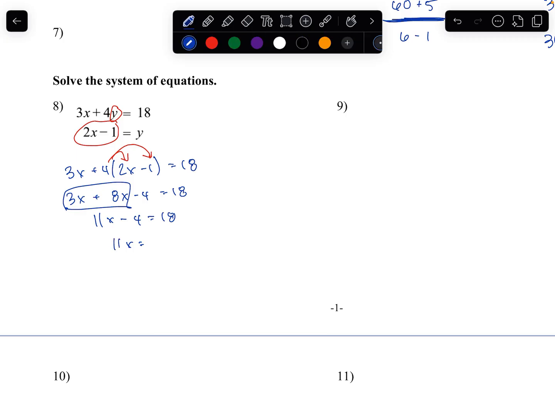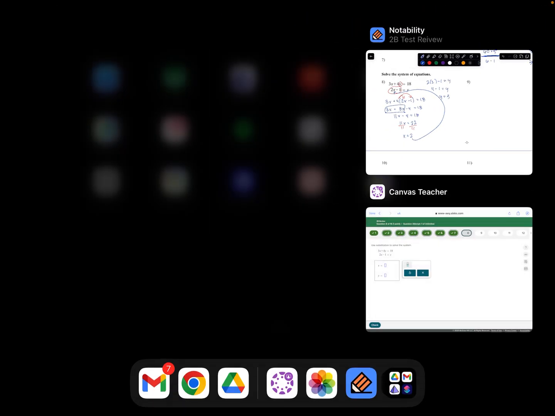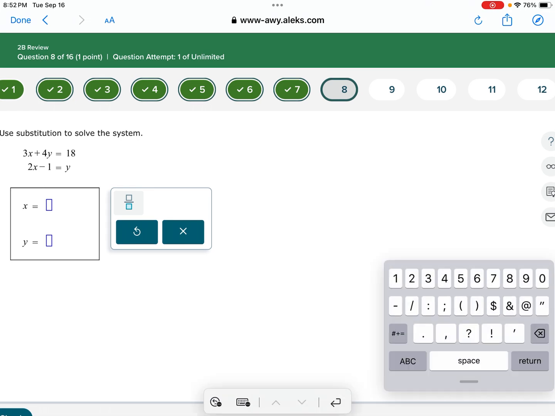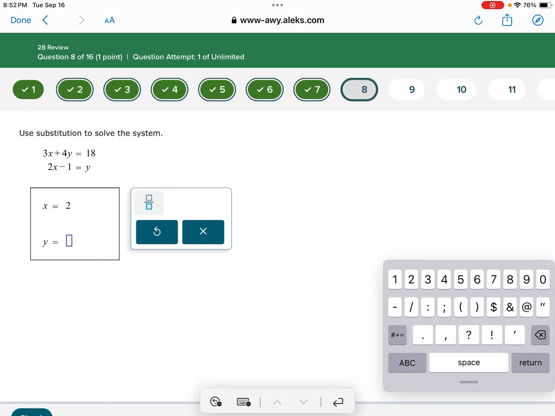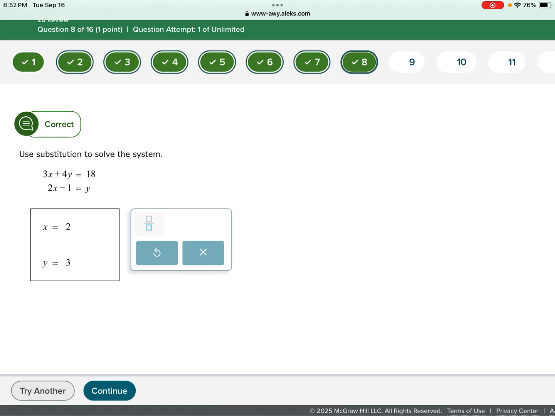So 11x is going to be equal to 22. I'm going to divide by 11. I'll get x is equal to 2. And then I just need to plug this in back here. So 2 times 2 minus 1 is equal to y. So 4 minus 1 is equal to y. So y should be equal to 3. So I get x equals 2 and y equals 3. We can check it. And we're good to go.